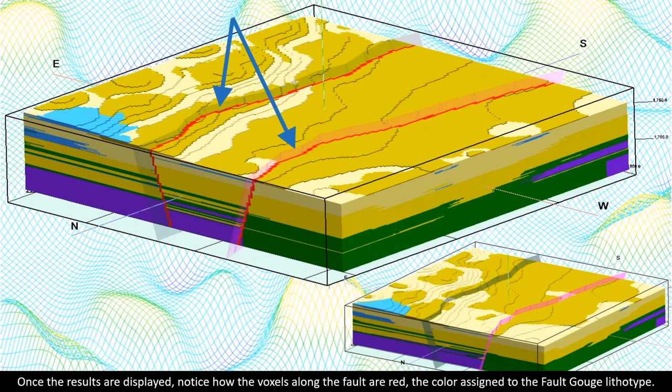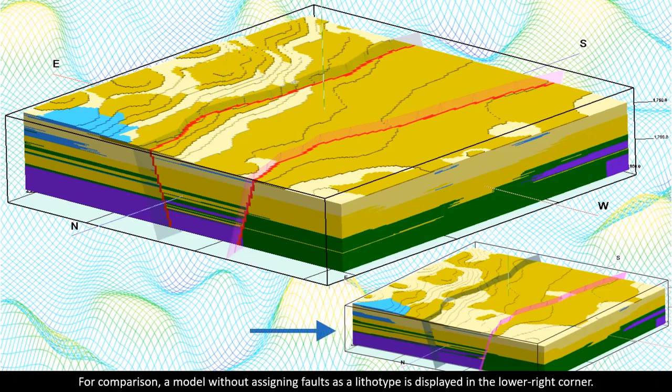Once the results are displayed, notice how the voxels along the fault are red, the color assigned to the fault gouge lithotype. For comparison, a model without assigning faults as a lithotype is displayed in the lower right corner.